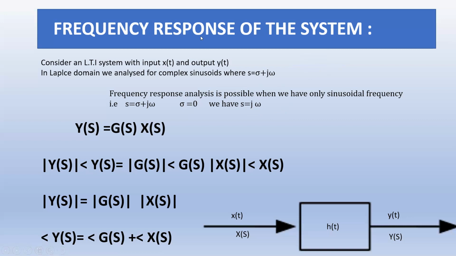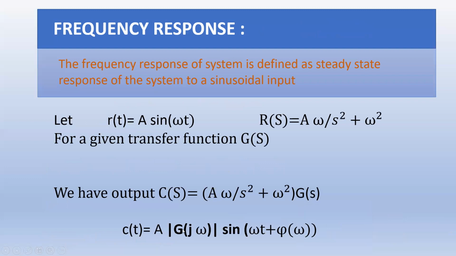To find the frequency response of the system, we have to substitute s equal to j omega in the transfer function equation, and we have the frequency response of the system. So this is how we can define the frequency response of the system, and this is how we can find the magnitude of the output of an LTI system and the phase of the output of the LTI system.